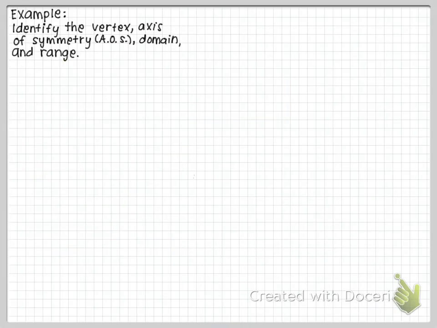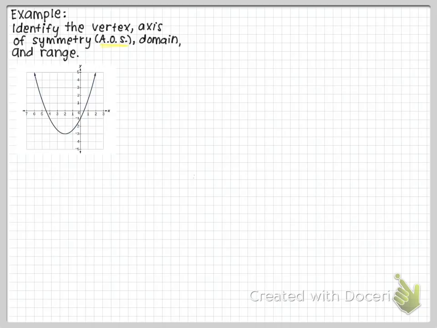All right, so let's look at an example. Identify the vertex, axis of symmetry, which I'm going to label AOS from now on. It's just easier. And then domain and range. Okay, so we're going to look at this picture, this example right here. Remember, the vertex is the lowest point or the highest point. In this case, whenever our parabola is like a U shape, we're going to have a minimum or a lowest point, right? So right there, that's where our vertex is going to be.